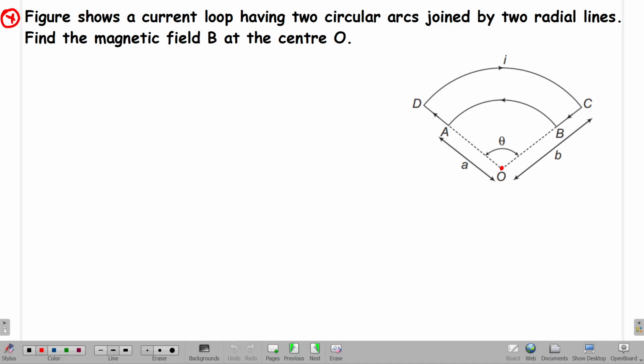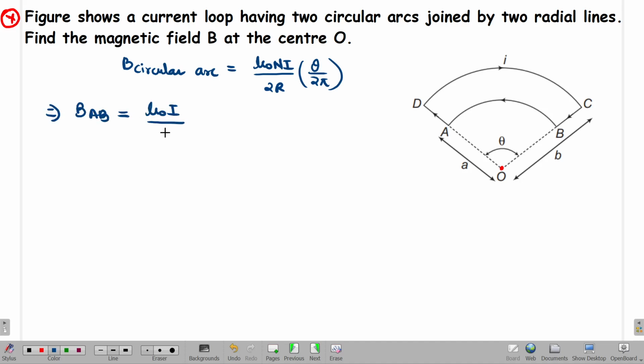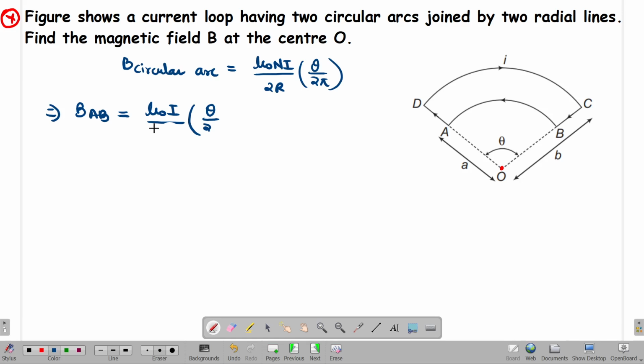It's not that hard. Just apply that formula. The magnetic field due to a circular arc is simply mu naught N i by 2R, times theta by 2 pi. See, there are two arcs, first due to AB. Mu naught I by 2R. The radius of this inner circle is A, so mu naught I by 2A into theta by 2 pi.